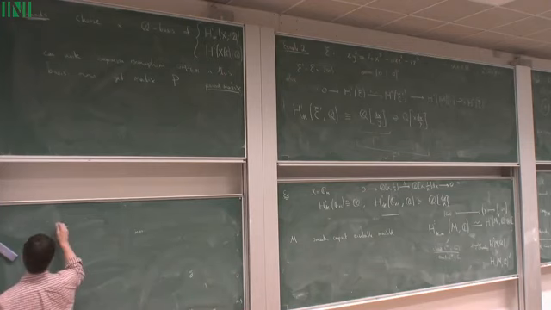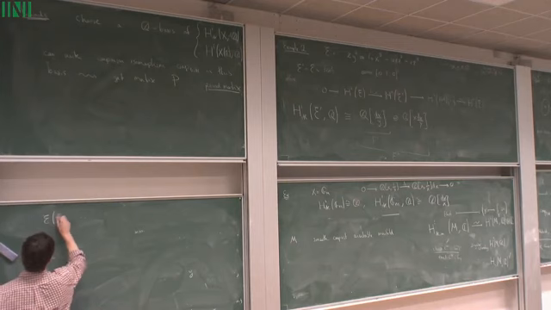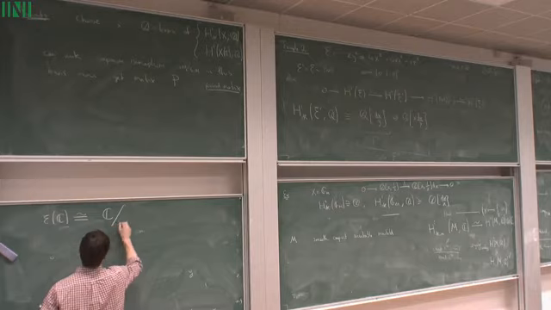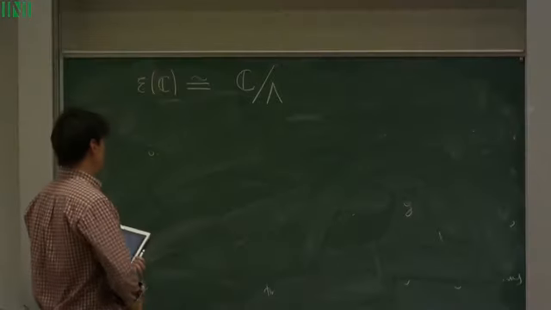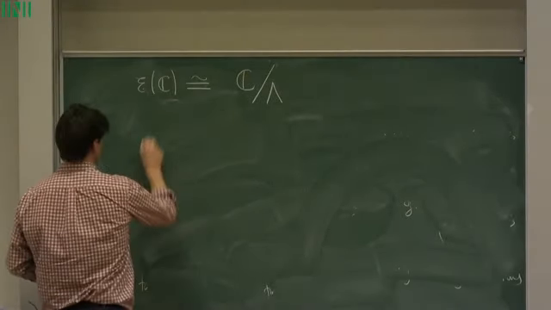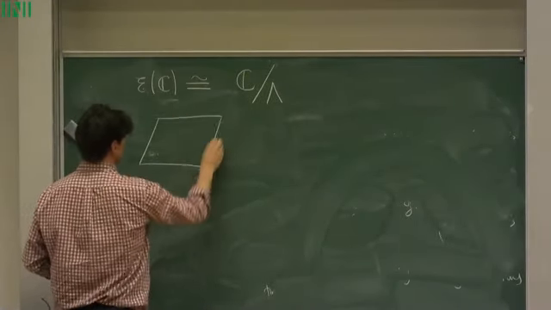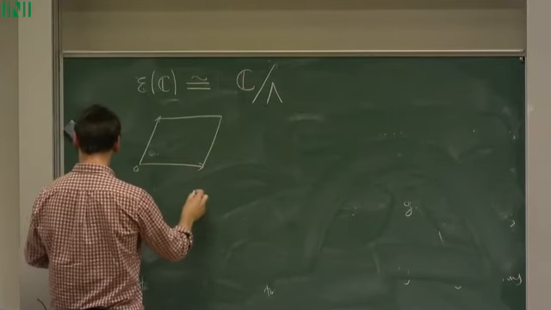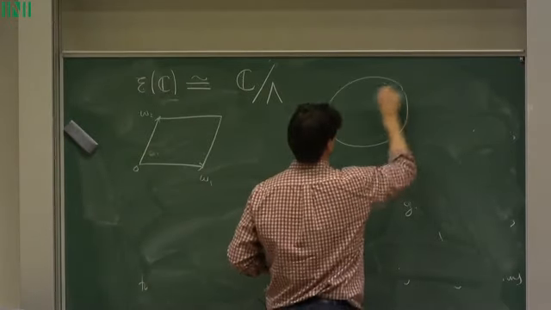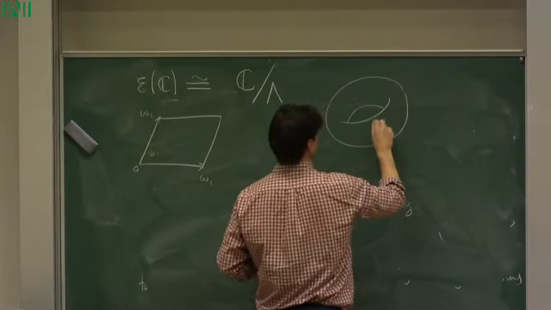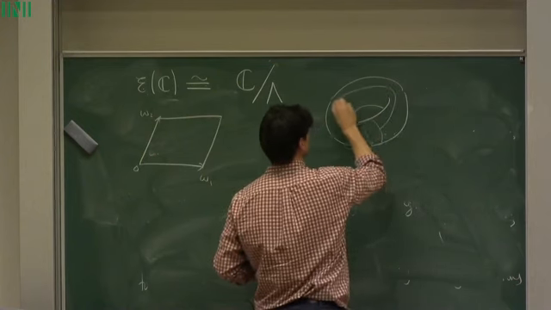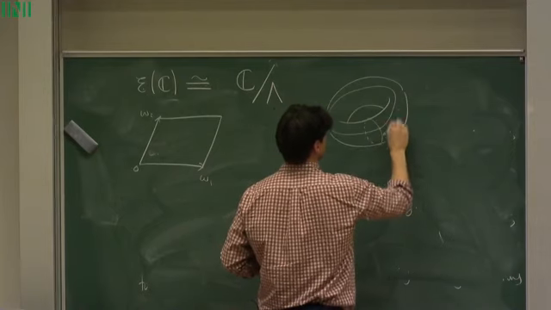So of course, as we all know, the complex points of the elliptic curve is isomorphic to the quotient of the complex numbers by a lattice. So it's a torus. And on this torus we can pick our favorite closed cycles, alpha and beta.